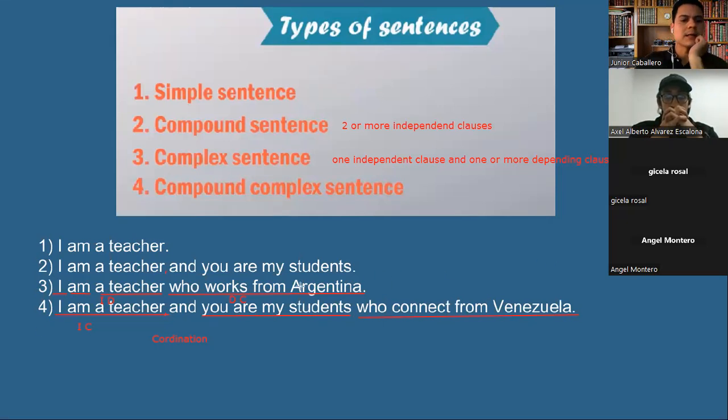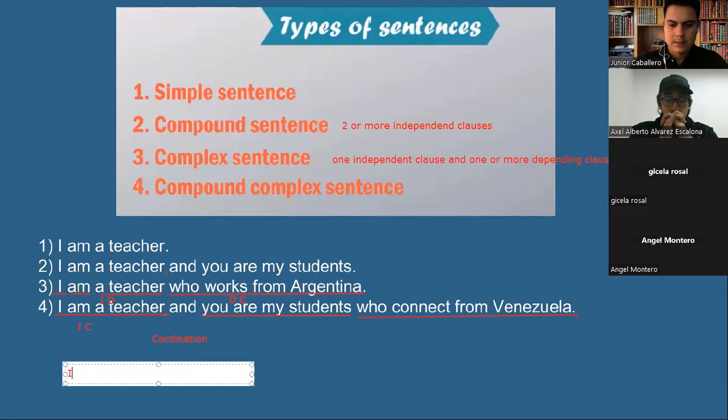Fíjense algo, eso es interesante. I'm a teacher, coma, ahí no vamos de una vez. I'm a teacher, you are my students, and we connect from Venezuela. Sigue siendo una compound.